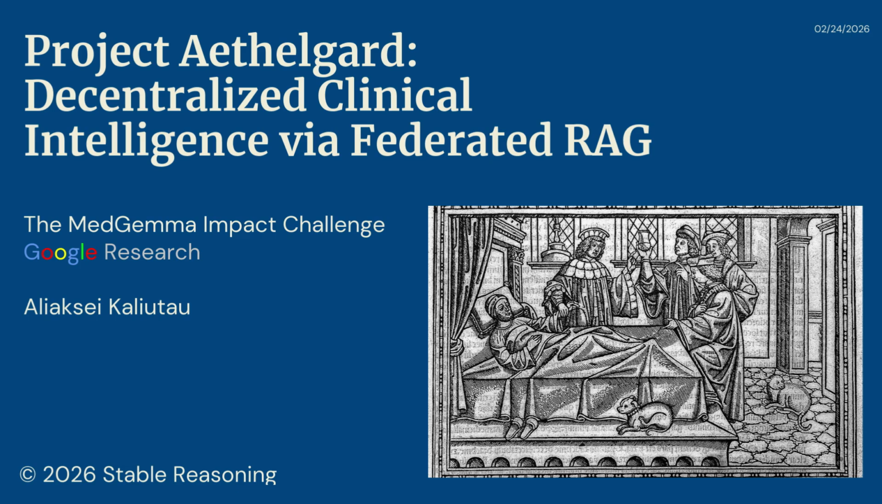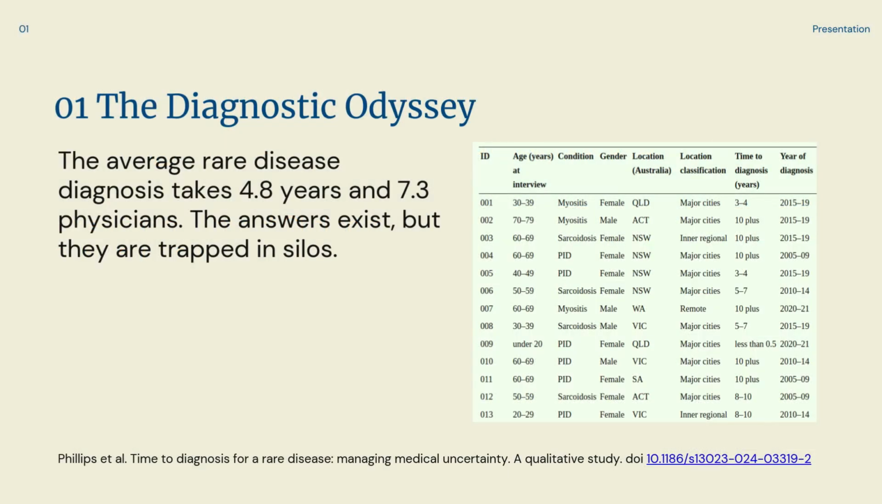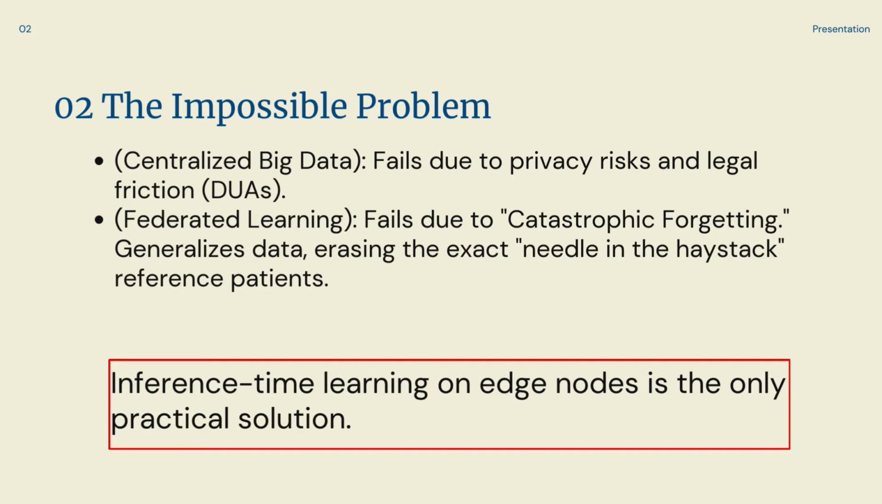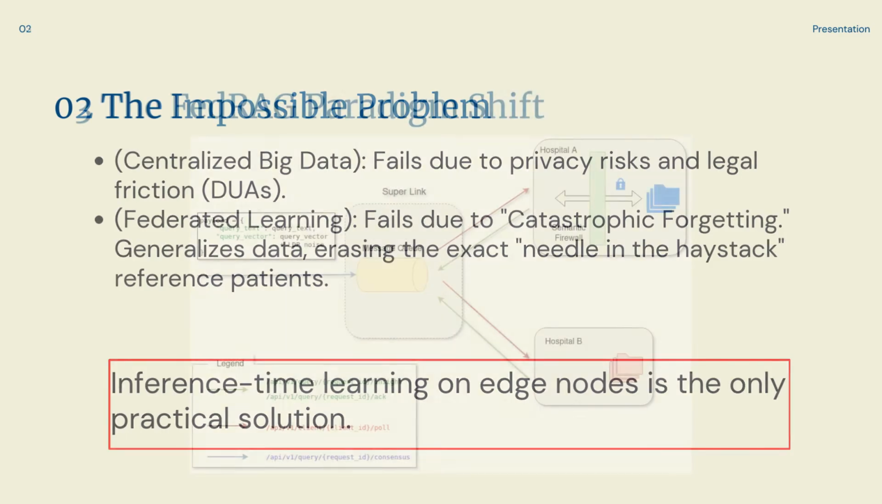For 400 million people globally, a rare disease diagnosis is a grueling odyssey, averaging nearly 5 years and over 7 doctors. The clinical answers usually exist, but they are trapped in disconnected hospital data silos. Centralizing health records in data lakes creates massive privacy risks and legal friction. Traditional federated learning isn't the answer either. It's designed to find population averages, erasing the exact needle-in-a-haystack matches required for disease diagnostics.